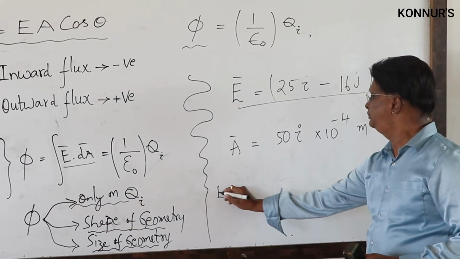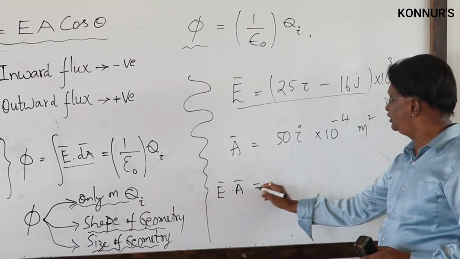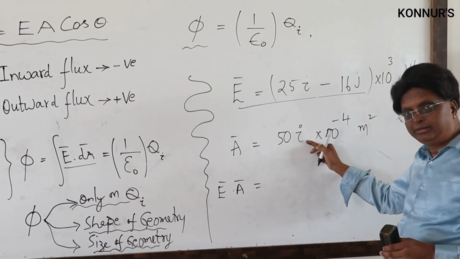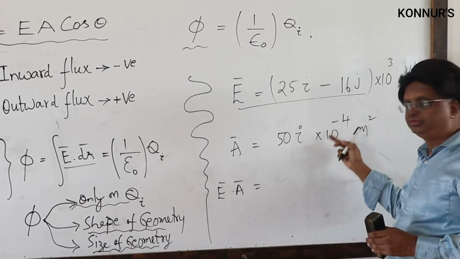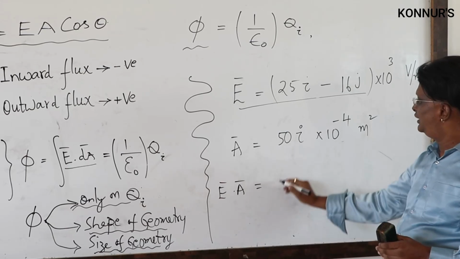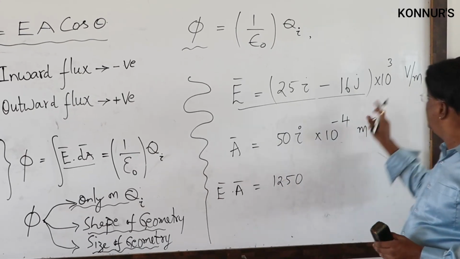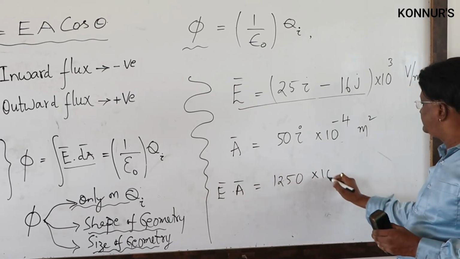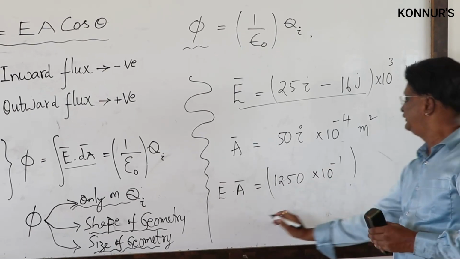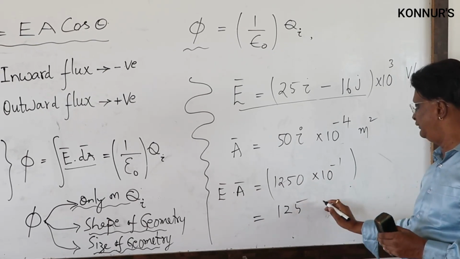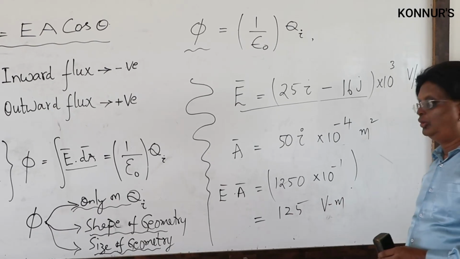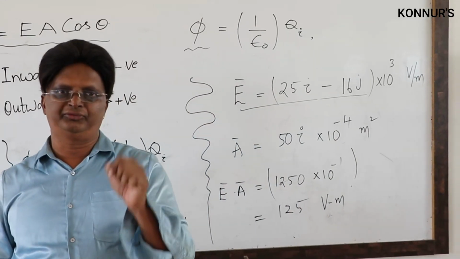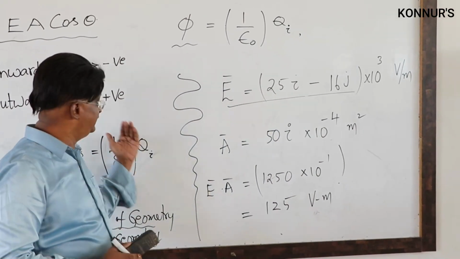Now here I write E bar dot A bar. It's a simple dot product now. i dot i is 1 and all other remaining terms will become 0. Therefore it is 50 times 5, that is 1250, and there is a multiple here, 10 raised 3 and this is 10 raised minus 4 which will give 10 raised minus 1 and the answer 125. And as I told you, it will be volt meter the unit. So that is how in calculating the total number of lines or flux with the proper sign convention.